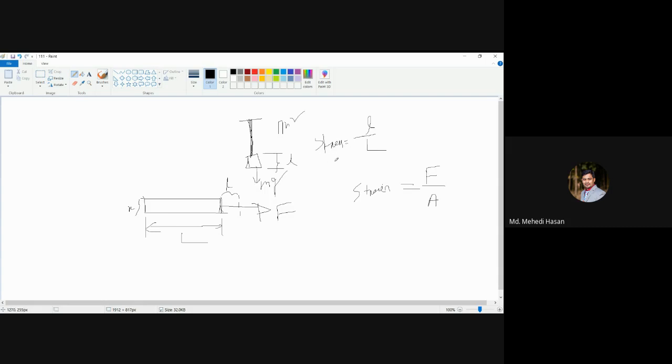Maybe I'm confused about stress and strain. So this may be a mistake, please check it; maybe the strain is on top and the stress is like this. Maybe this is stress and this is strain, so please check it. So these are the ways to find out the stress and strain.